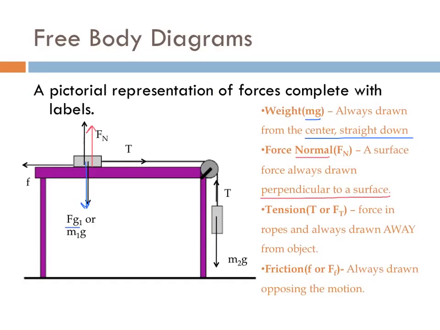Tension is going to be represented by a T, or force, with a subscript T. I normally like to use T, but if you want to use either one, it's okay. So when you have a tension, this will always be drawn away from your object. Normally, tension will occur when you have ropes or cables or strings or anything like that. And our last type of force is friction. Friction I will normally write as a cursive F, but again you can write it as a capital F with a subscript F. And this is always drawn opposite the direction of motion.